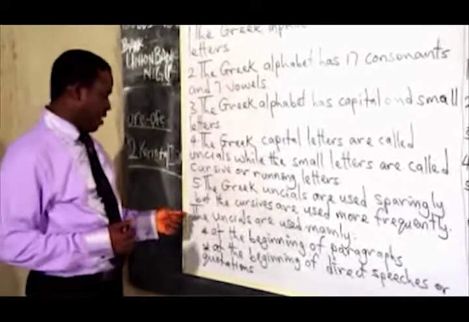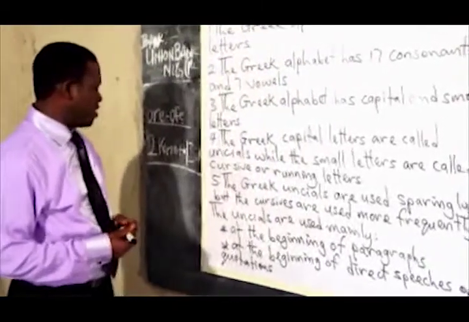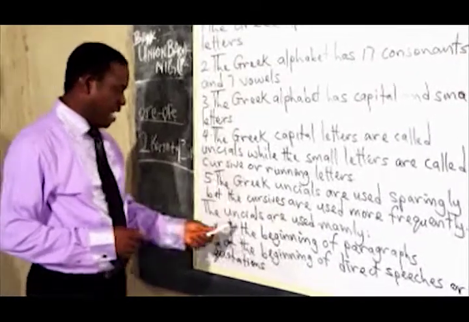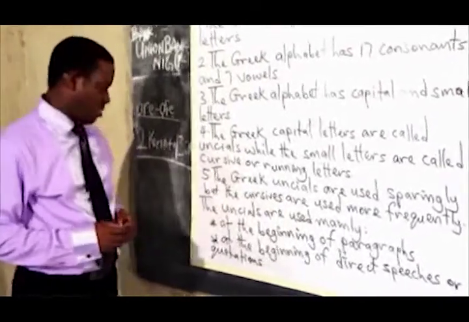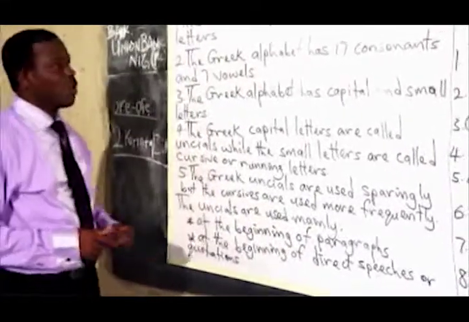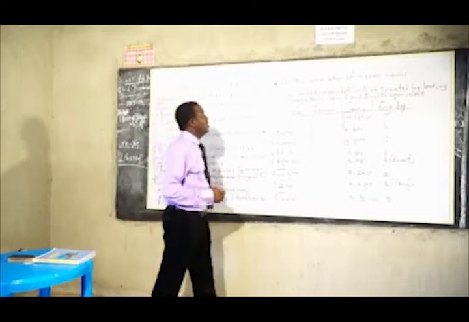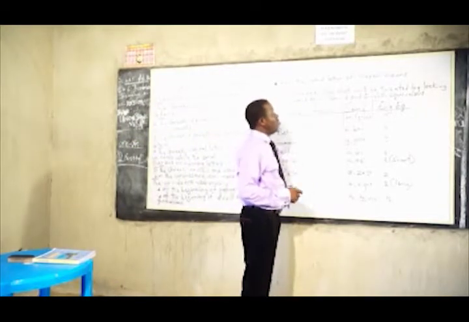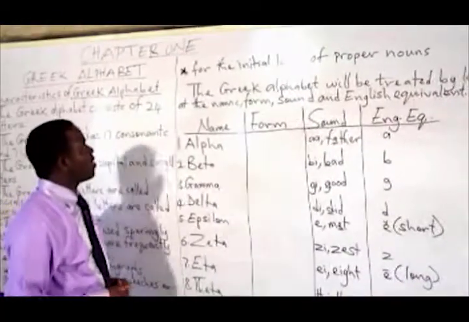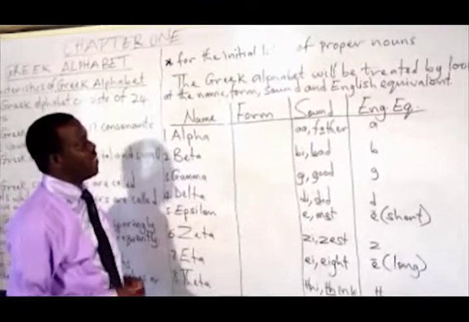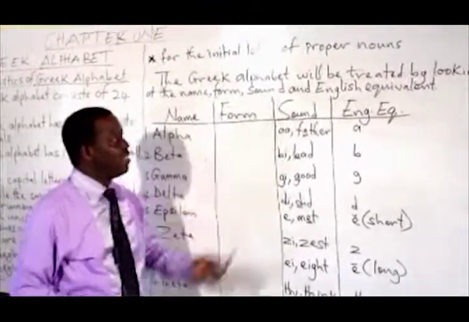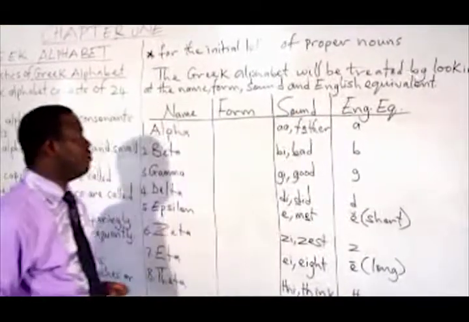And we have 3 ways in which the uncial, which is the capital Greek letters, are used. 1, at the beginning of paragraphs. 2, at the beginning of direct speech or quotations. Number 3, for the initial letter of proper nouns in Greek. The Greek alphabet will be treated by looking at the number, the form, the sound, and English equivalents.